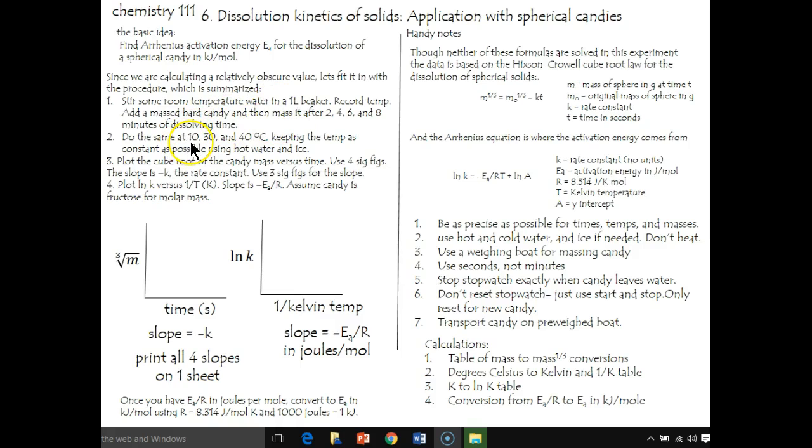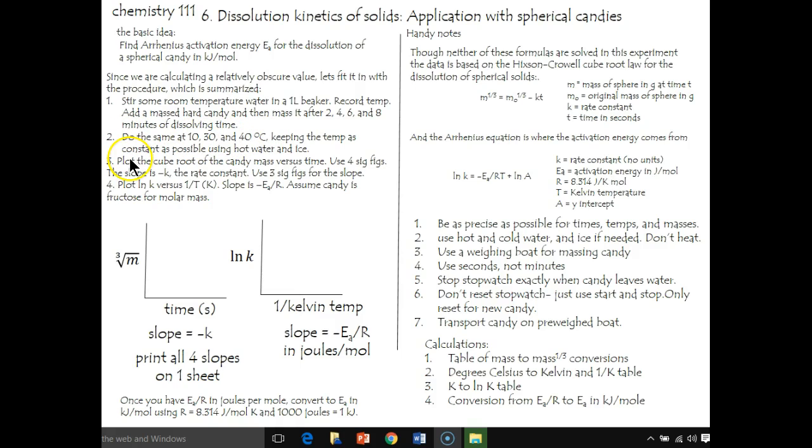Then we do the same thing at 10 degrees, 30 degrees, and 40 degrees. We're going to do this by just using cold water and hot water from the tap and adjusting as necessary with little pieces of ice if you need it, or with hot water if you need it. And you'll manually try as best you can to maintain a constant temperature water bath.